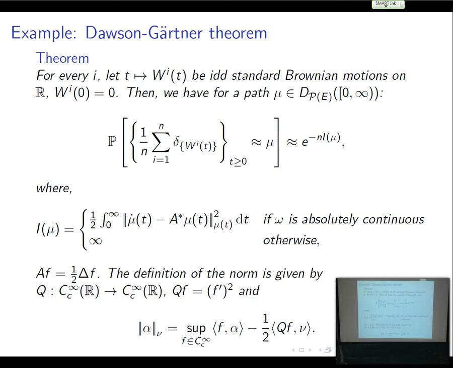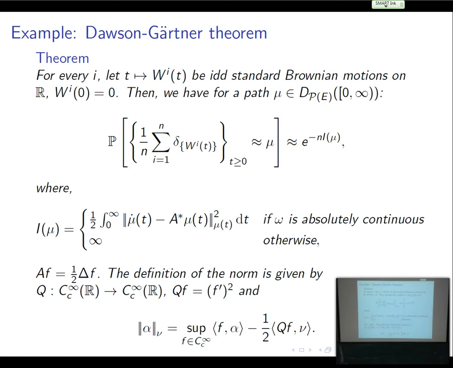And then we can ask ourselves the question, if we are close to a trajectory mu, how does this probability decay? And here mu is an element in the Skorokhod space where at every time you take a measure. And the Skorokhod space is a space of paths that have left limits and are right continuous.